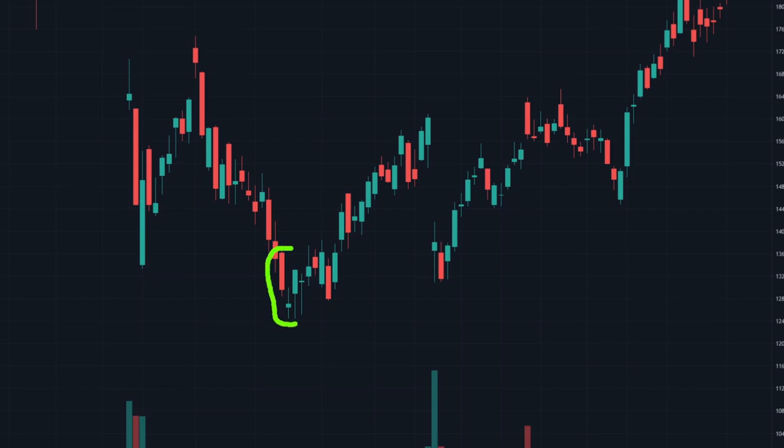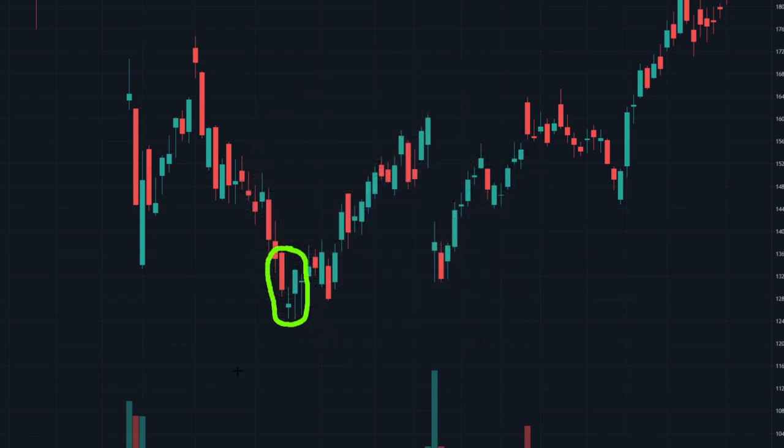This candlestick pattern we have right here is what we call a morning star pattern. In this one, we're going to take a look at the pattern, what makes the pattern, and why it is important in trading. So yeah, guys, without further ado, let's jump right into the video.